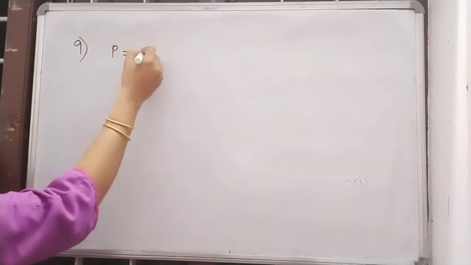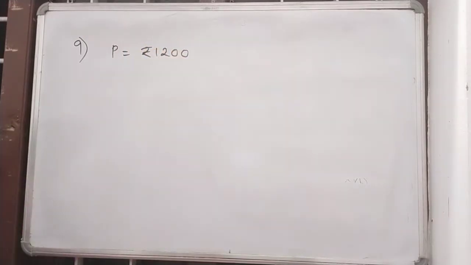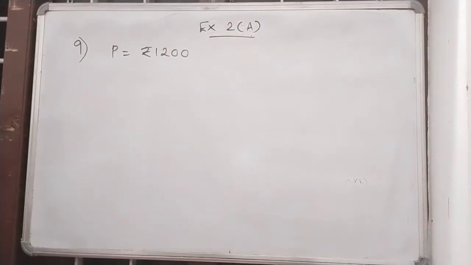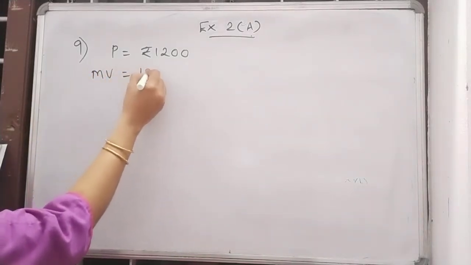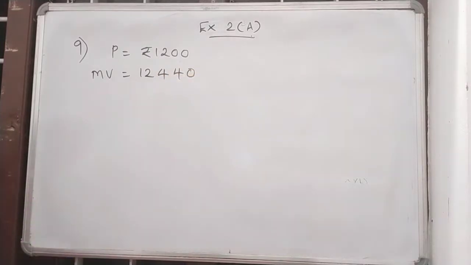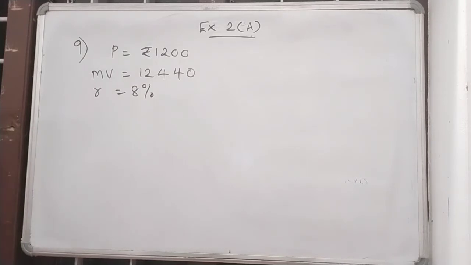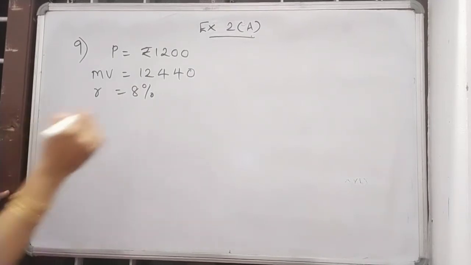So what are the things given? A recurring deposit account of rupees 1200 per month. So per month means P is equal to rupees 1200. Maturity value is given as 12,440. Then rate of interest is 8%. We have to find the time, so n is equal to question mark.